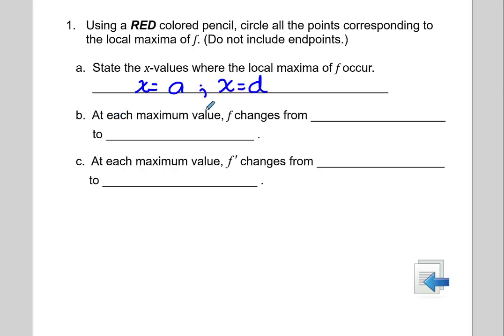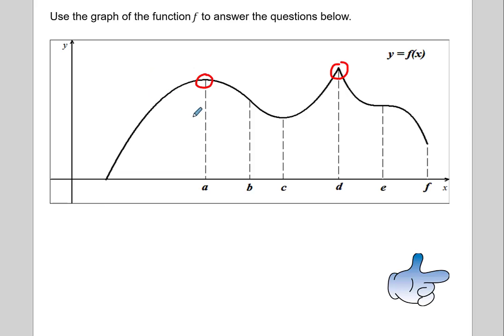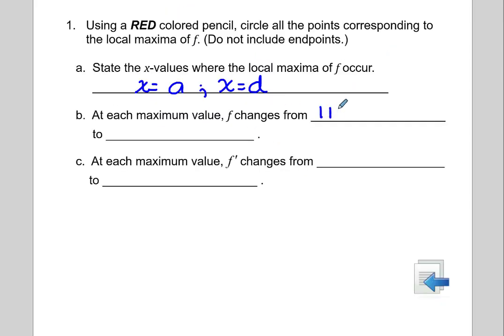Then letter B says, at each maximum value, f changes from what to what? So looking back at that picture, at this maximum value, the function changes from increasing to decreasing. So we're changing from increasing to decreasing at that maximum value.